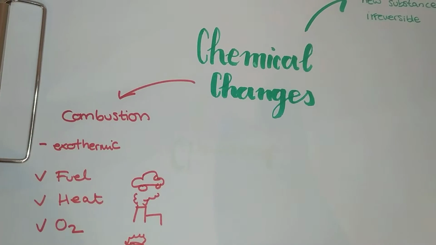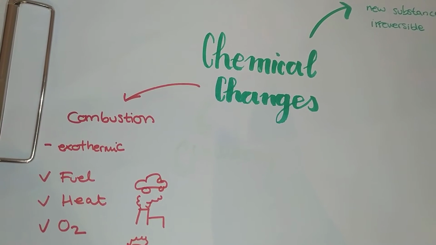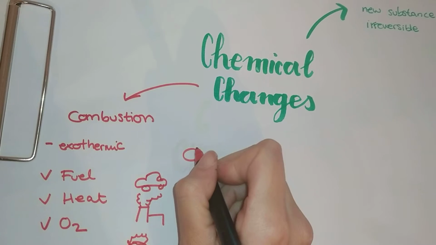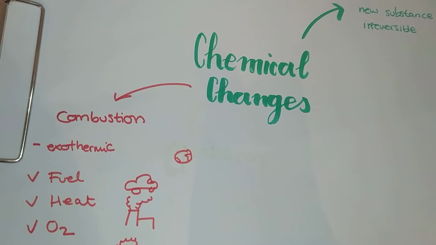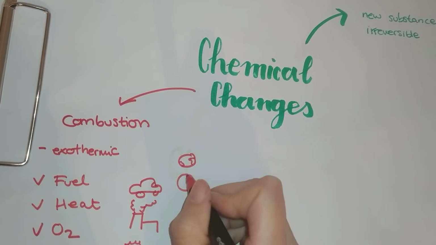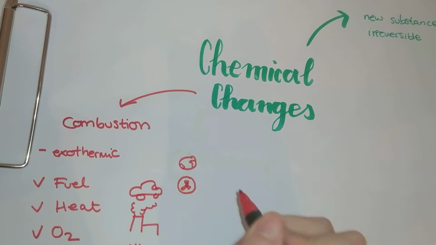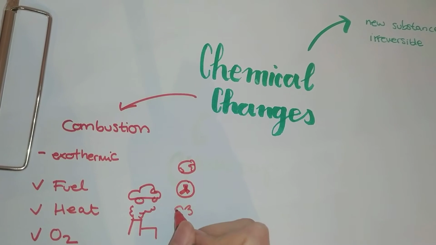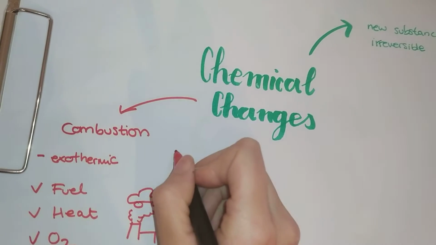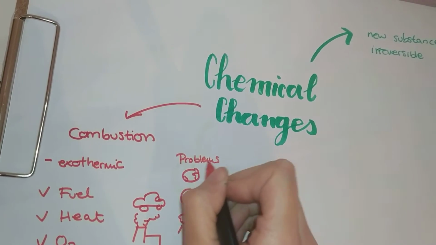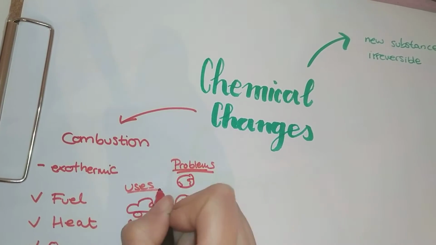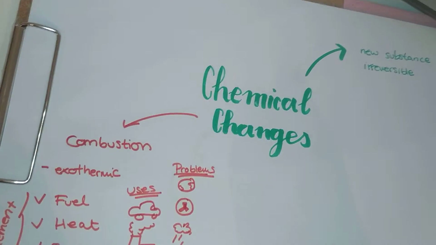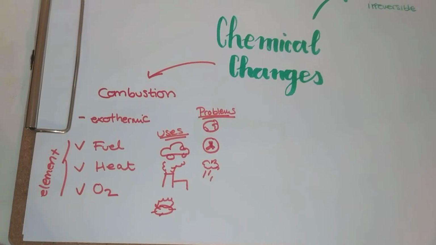But there are some problems with combustion, because combustion produces some substances that cause many problems, such as the global warming, such as particles that pollute the air, toxic gases, and also acid rain. So these are problems of combustions. These are the uses. And these are the elements that we need in order to combustion to take place.